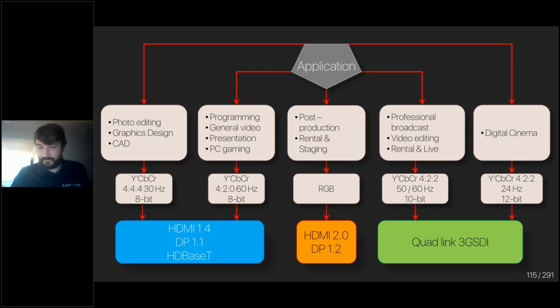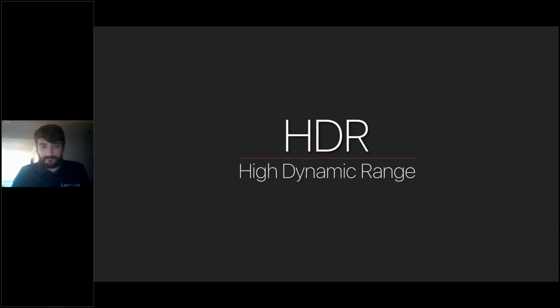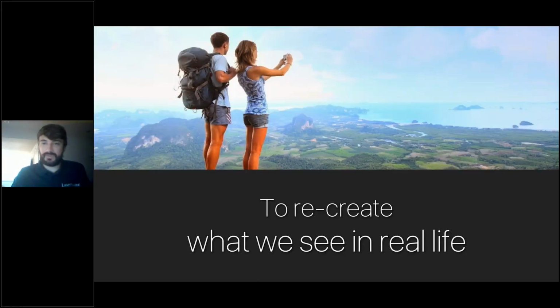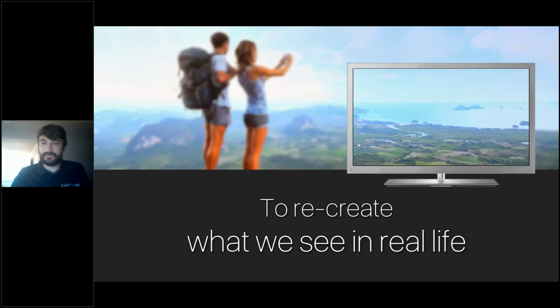Okay, move on to HDR. So HDR, high dynamic range. What are we talking about when we talk about HDR in this context? What's the point of all of these improvements in the technology? Well, the goal is to recreate what we see in real life as accurately as possible.